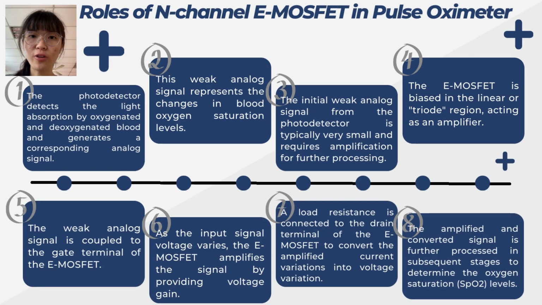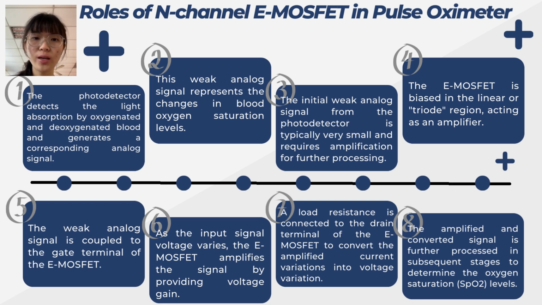Here are the roles of the N-channel E-MOSFET in the pulse oximeter. Firstly, the photodetector detects the light absorption by oxygenated and deoxygenated blood and generates a corresponding analog signal. This weak analog signal represents the changes in blood oxygen saturation. Next, the initial weak analog signal from the photodetector is typically very small and requires amplification for further processing. The E-MOSFET is biased in the linear or triode region, acting as an amplifier.